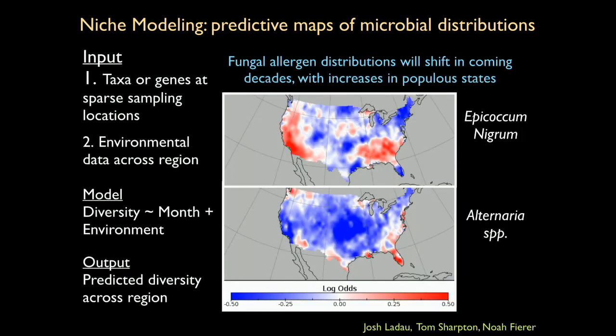But the health relevant application is actually projecting to the future. So these are his maps of the United States. Red means an increase in the amount of these pathogenic fungal allergens. And he can predict with climate change increases in some of these very populous states, including California, in particular fungal allergens as we move into a hotter world. And so I think this is a really interesting application of the method that I just showed.